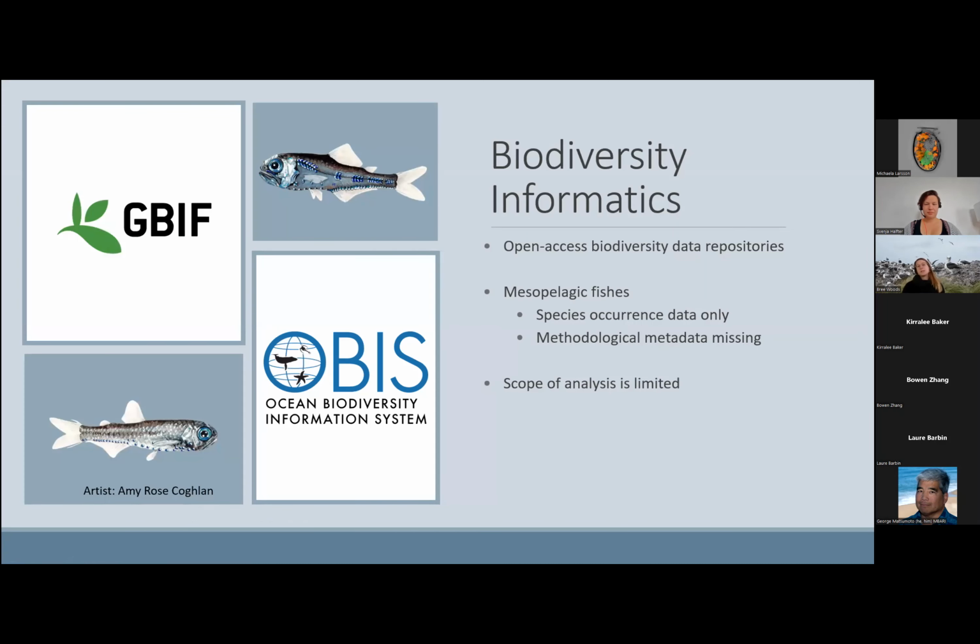So the advent of biodiversity informatics has seen the development of open access biodiversity data repositories, such as GBIF and OBIS. And this is really in the context of a global biological monitoring system. However, much of the data for mesopelagic fish that are currently archived in these repositories are for species occurrence only, and they're often lacking the abundance or biomass information, as well as the methodological metadata, so the net type or the depth of trawl, and this really limits the type of analyses that can be done.